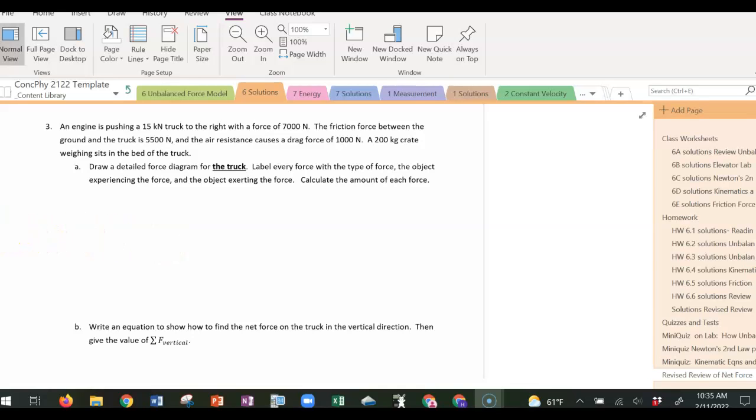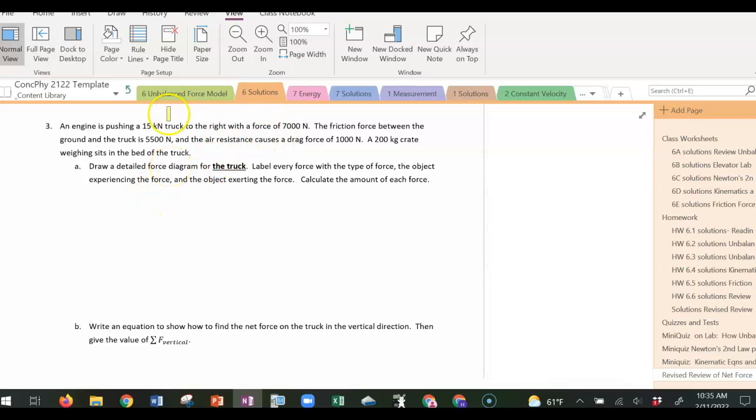This webcast continues the discussion of the review of the unbalanced force model. And so I'm going through the problem set that we have as review for this unit. I'm on problem 3. So we have a situation where a truck, its engine is pushing it to the right with a force of 7,000 newtons.